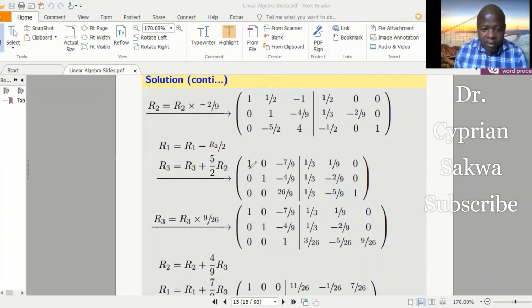Now, the next thing, we have a 1 here, we have a 1 in this position, we require a 1 in this position. So how do we get a 1 in this position? By multiplying row 3 by 9/26. So the entire row 3 by 9/26. This will be 1. This will give us 3/26. This will give us -5/26. And this will give us 9/26.